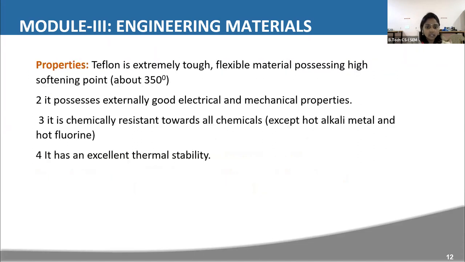And properties. Teflon is an extremely tough, flexible material, possessing a high softening point of about 350 degrees Celsius, generally 327 degrees Celsius. It possesses extremely good electrical and mechanical properties. It is chemically resistant towards all chemicals except hot alkali metals and hot fluorine. It has an excellent thermal stability.